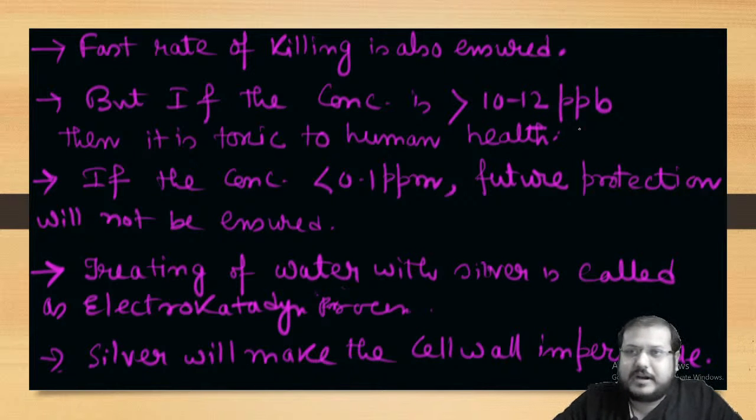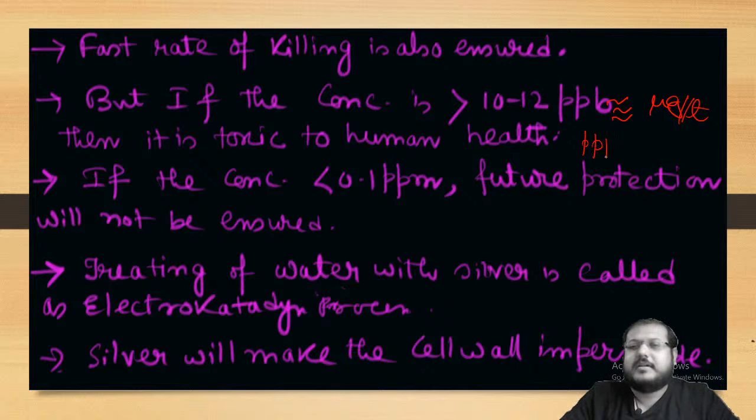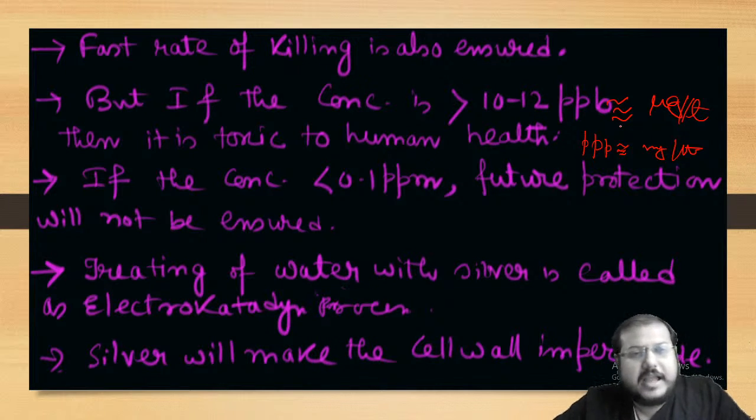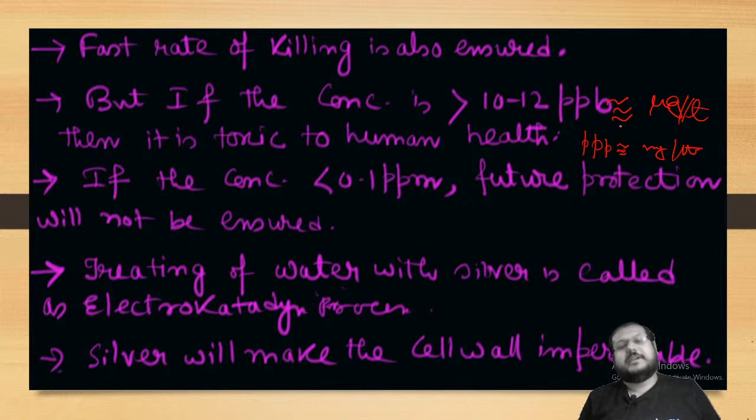ppb is actually equivalent to what? Microgram per liter, and ppm is milligram per liter. So if the concentration is more than 10 to 12 microgram per liter, it will be toxic to human beings. But as per our residual concept, if the concentration is less than 0.1 ppm, future protection will not be ensured. Okay.